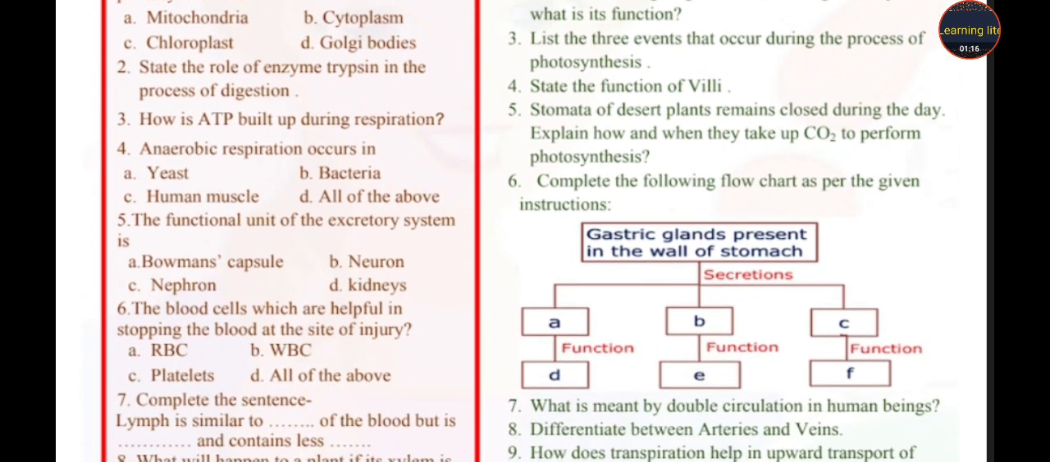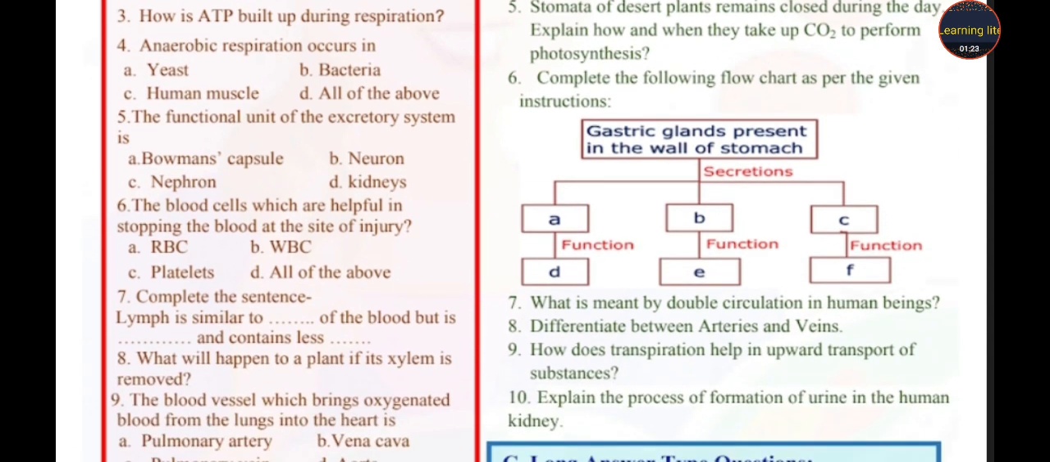What is the functional unit of the excretory system, students? Very good, nephron, that is C. And the blood cell responsible for the clotting of the blood? It clots the blood and helps in stopping bleeding. Okay, that is C, platelets. Lymph is similar to dash but is dash and contains less. Lymph is similar to plasma. It is colorless and it contains very little protein.